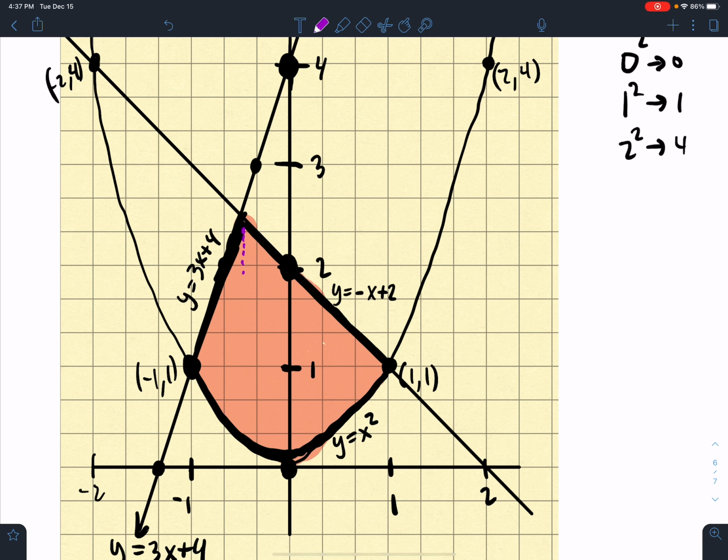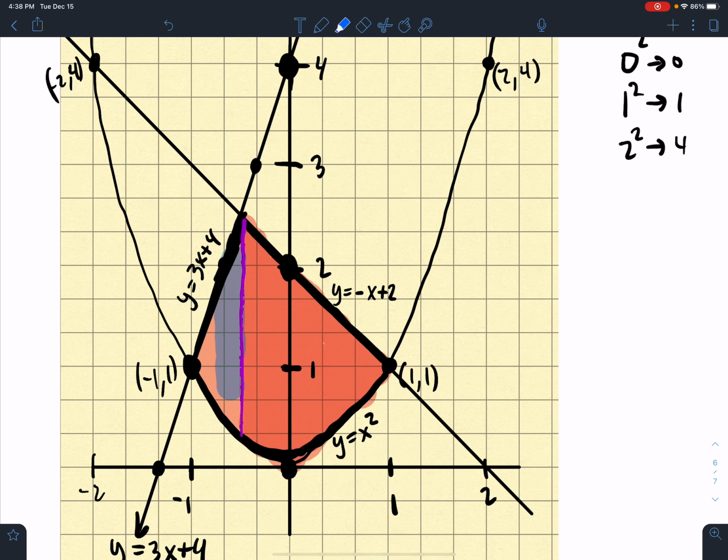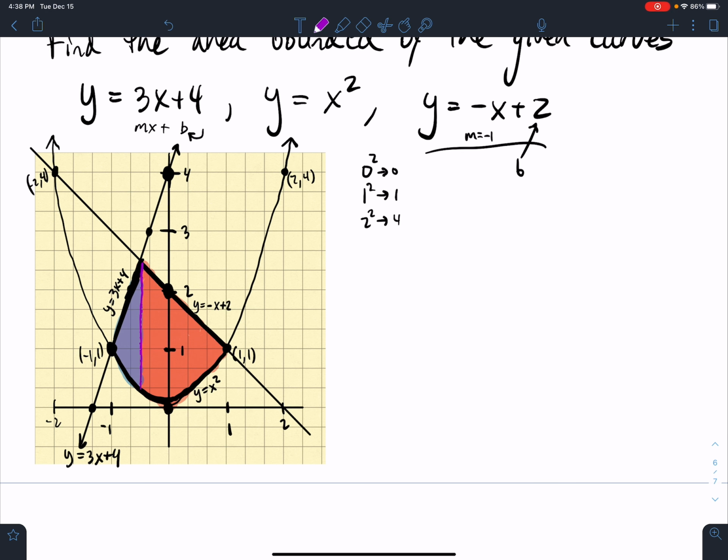One integral is going to find area on this right side here, and then another integral is going to find area on this left side here. So what I need to do is figure out what that boundary point is right there. So I need to figure out where these two intersect.